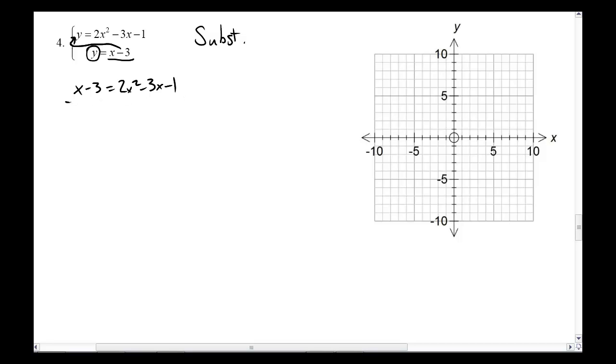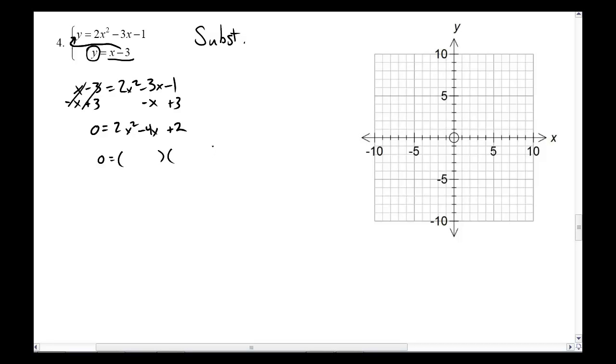Being that it's a quadratic, I want it equal to 0, so I'm going to move the x minus 3 to the other side. To do that, I'm going to subtract x and add 3. That will cancel out everything over here, giving me 0 equals 2x squared minus 4x plus 2. At that point, I'll go ahead and check to see if I can factor this. It sure would be nice if I can.